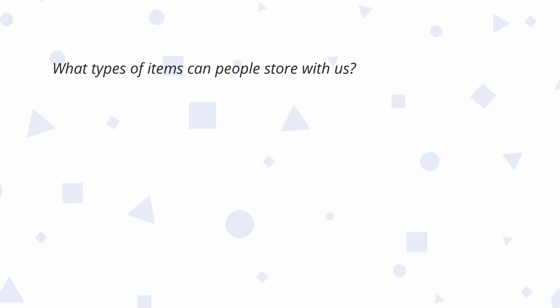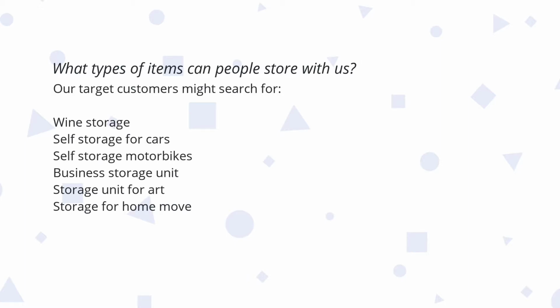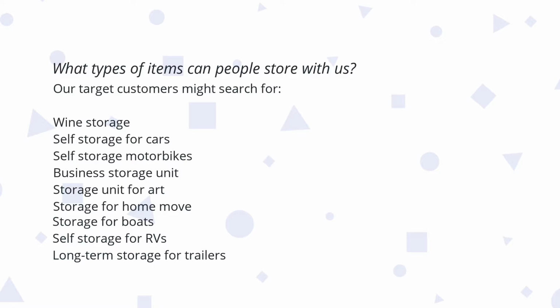And what types of items can people store with us? Well, our target customers might search for wine storage or self-storage for cars, self-storage motorbikes, business storage unit for art, storage for home move. If we open up our out-of-town venue as planned, we'll have space for much larger vehicles such as storage for boats, self-storage for RVs, long-term storage for trailers.